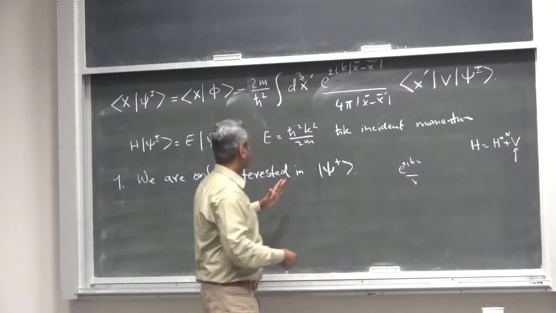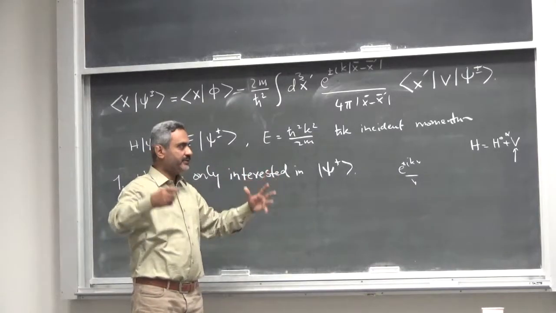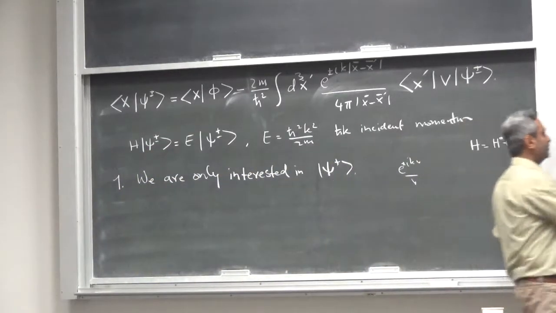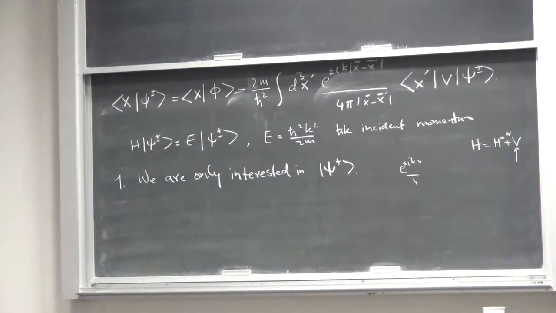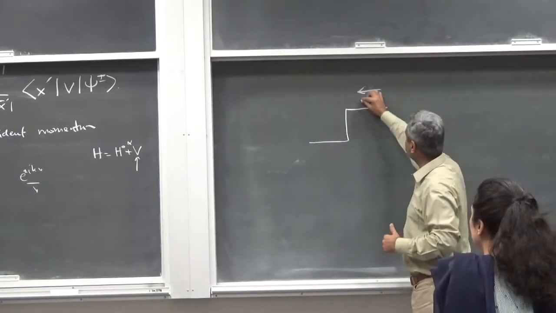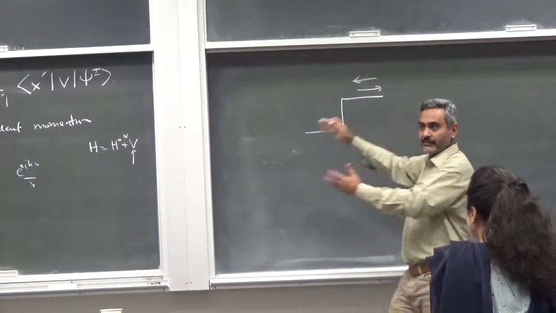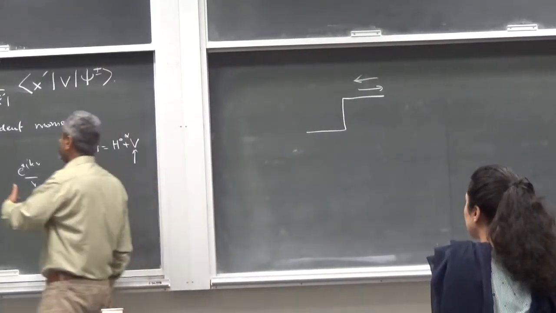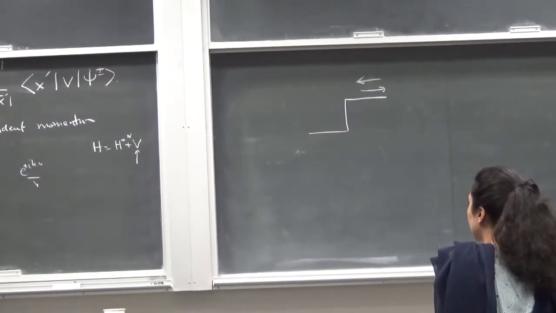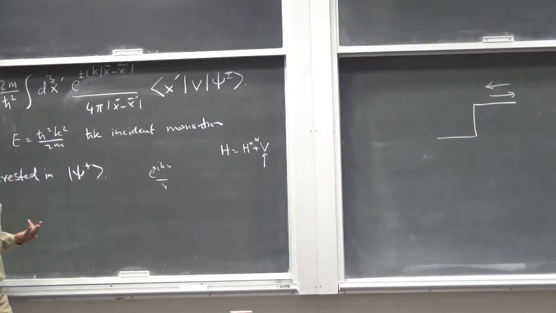So if you want to talk about scattering, just like we had the case of one-dimensional scattering, we were not interested in the part that was going this way. We were only interested in the part that was going this way, on this side. It's the same thing. You're not interested in the part that is coming in, you're only interested in the part that is going out. In other words, this is about the initial conditions.